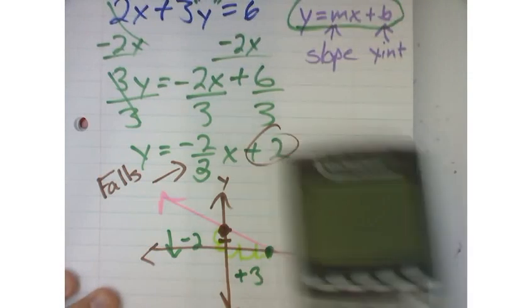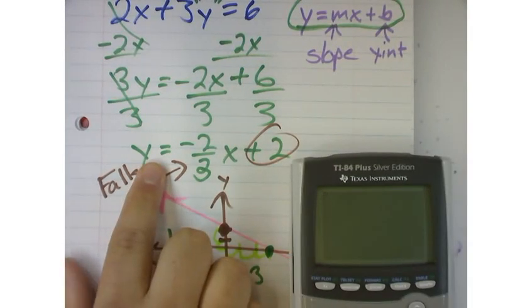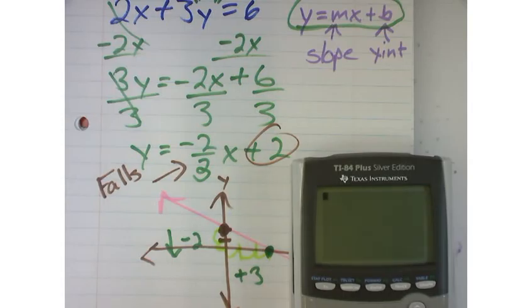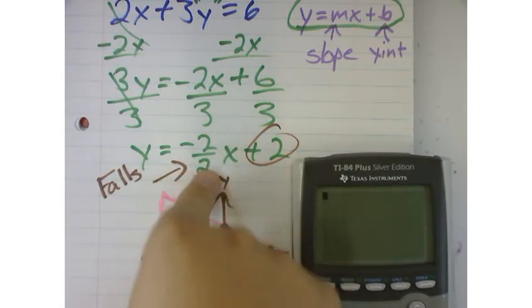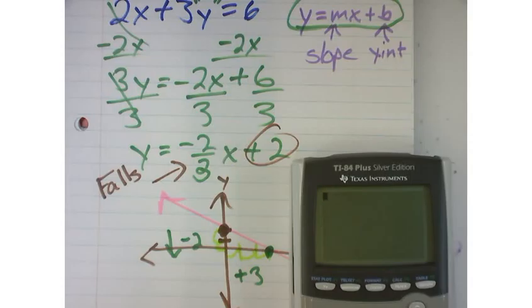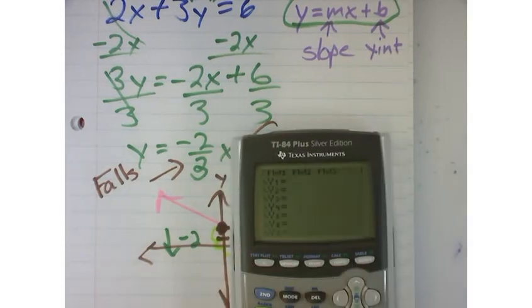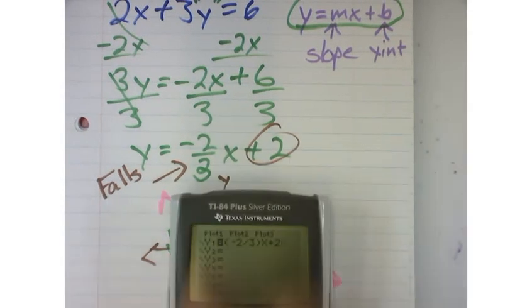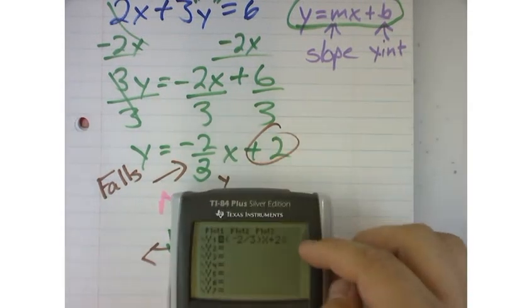Now this only works if you get this equation right. Like if you make a mistake, you know, but if you've solved the equation for y and you've got that correct, then you could hit y equals, which is this button right here, and then in parentheses put negative 2 divided by 3, just put the x after that, and then plus 2. So I'm just entering this equation into the calculator.